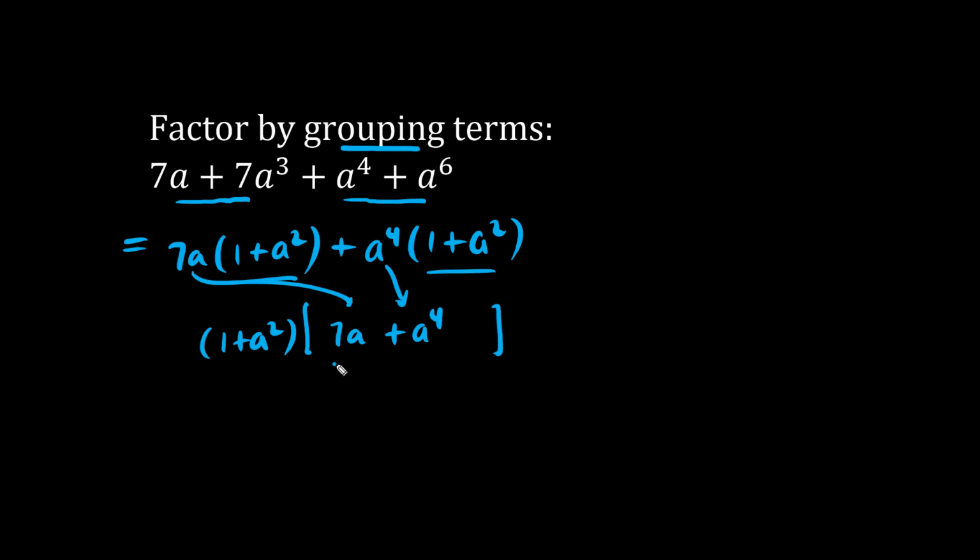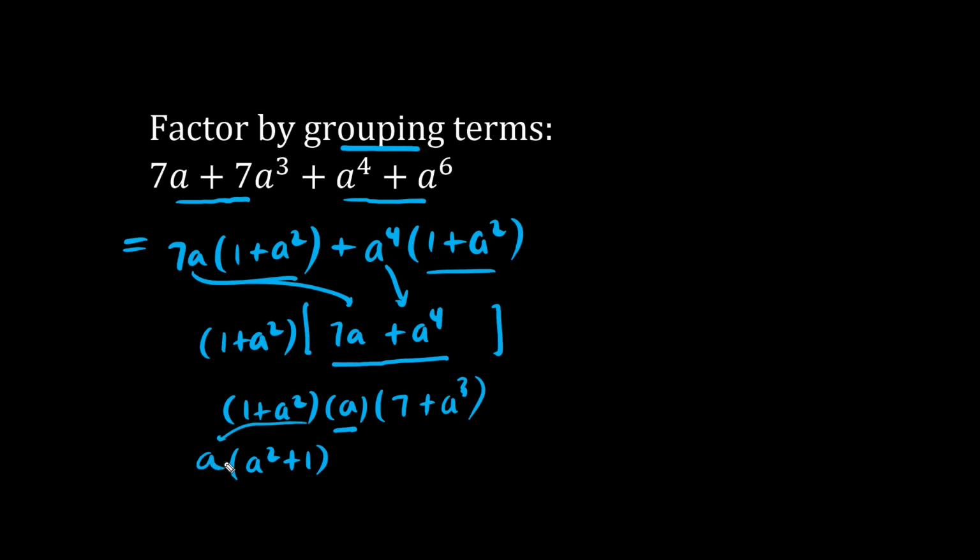But remember, we're not done yet. Always factor fully. We can pull out an a here. So we have 1 plus a squared. We pull out an a. We get 7 plus a cubed. And we can always rearrange this. We can write this as a squared plus 1. We can stick this a in the front. And we can call this a cubed plus 7 because addition is commutative. So this here is the fully factored form.